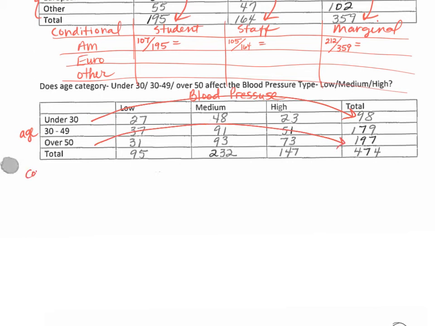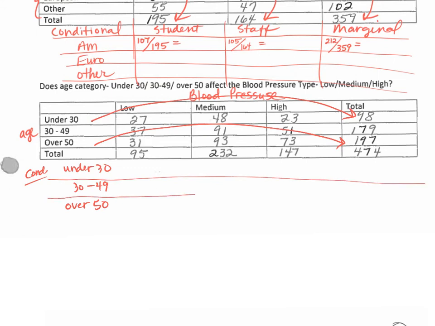That means conditional upon you being under 30 or 30 to 49 or over 50. I don't know what happened to the 50-year-olds, but anyway. So then let's look at how our fractions go. Because then we have marginal, which will be this last one here.